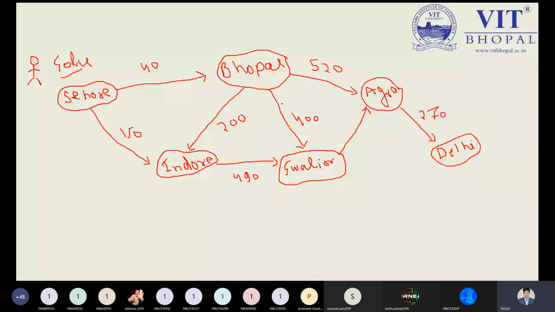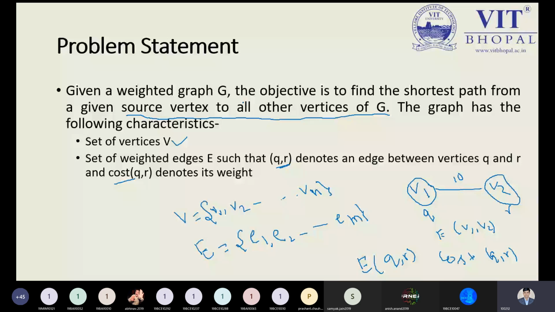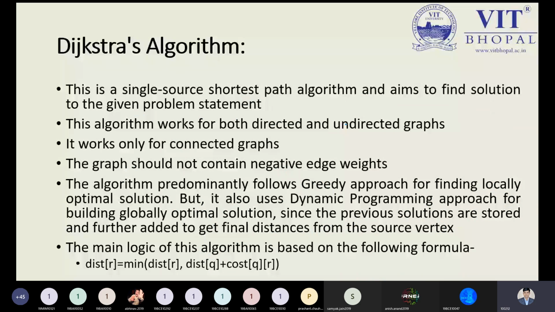You can go from Bhopal to another city, or you can go back from that city to Bhopal as well. So this will work for both. This algorithm will work for the directed or undirected graph. It works only for the connected graph. Why is it a connected graph? Because all the nodes must be connected.